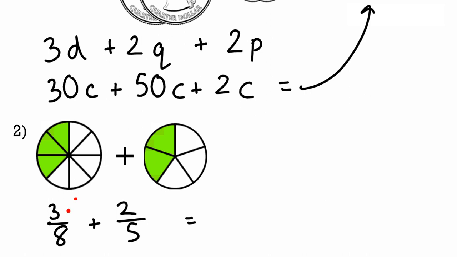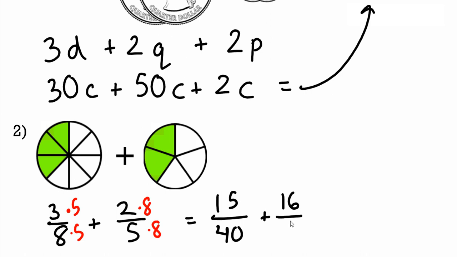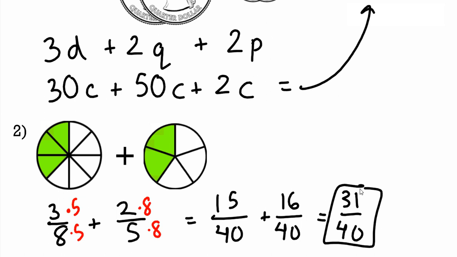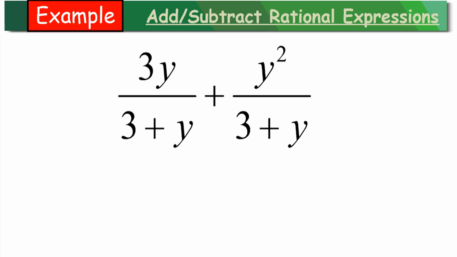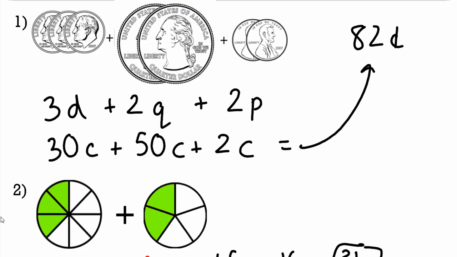Multiply this top and bottom by 5, and this top and bottom by 8. 3 times 5 will give me 15. 8 times 5 is 40. 16 over 40. Add them together, it is 31/40. So that is how you did it in middle school. We're going to see what it looks like today, but the takeaway is if you're going to be adding or subtracting, you need a common denominator. Once you have a common denominator, let's point that out.